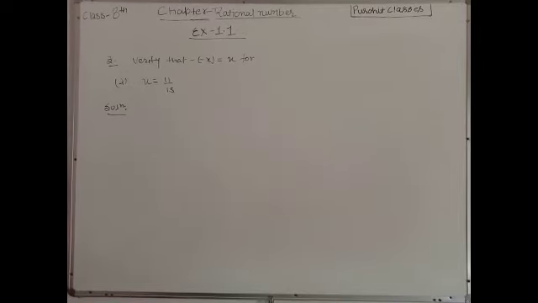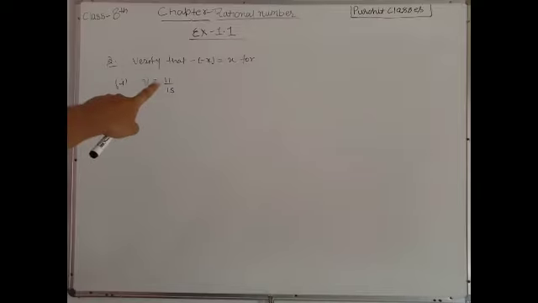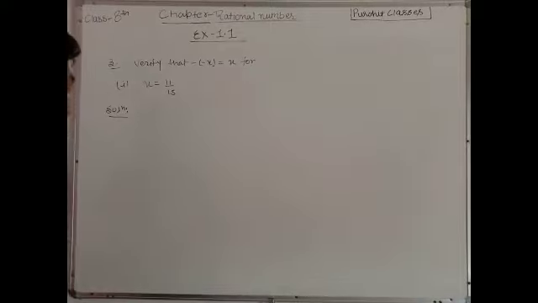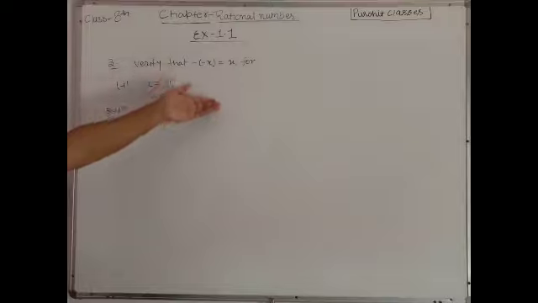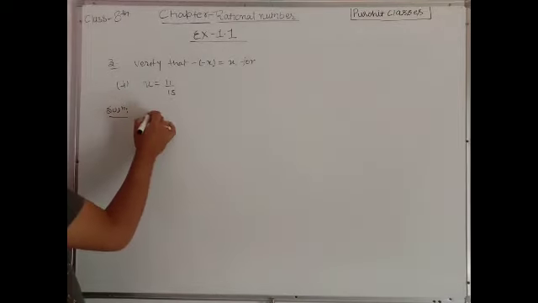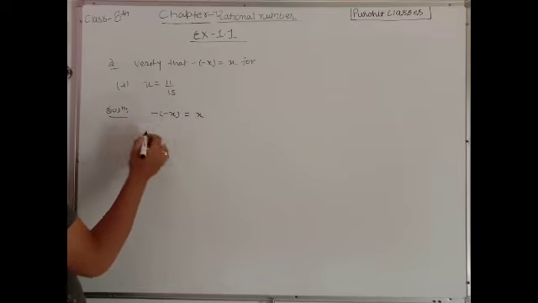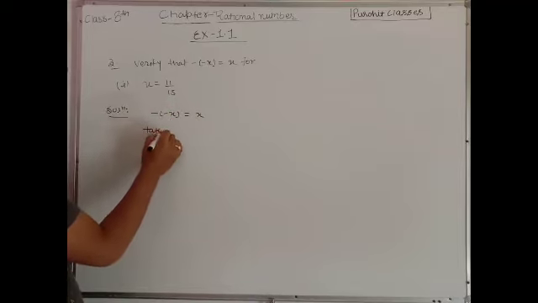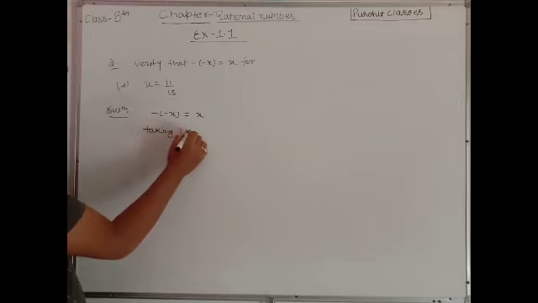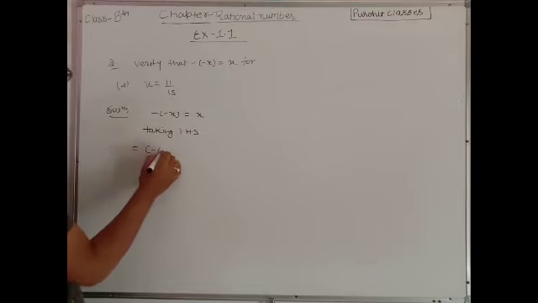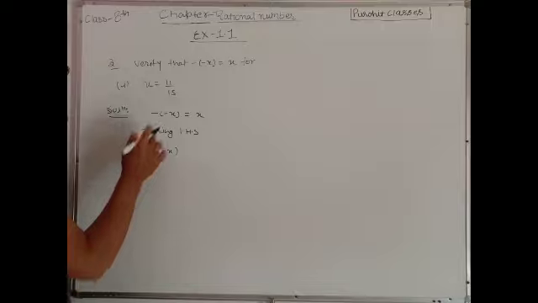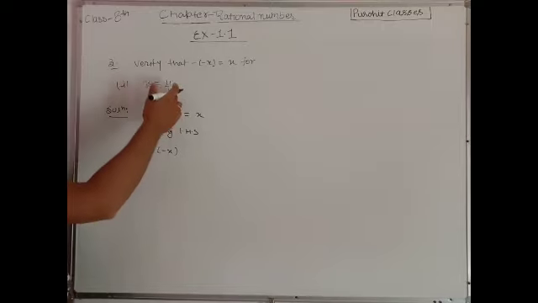Now let's see question number 3. Verify that minus of minus x is equal to x, for, in the first part, x equals 11 upon 15. Okay, let's see how we will solve. Wherever there is a question of verification and an equation is given, first we will note down the equation: minus of minus x equals x. Then what will we do? We take the LHS, the left hand side. What is the left hand side? That is minus of minus x. Now put x equals 11 upon 15.